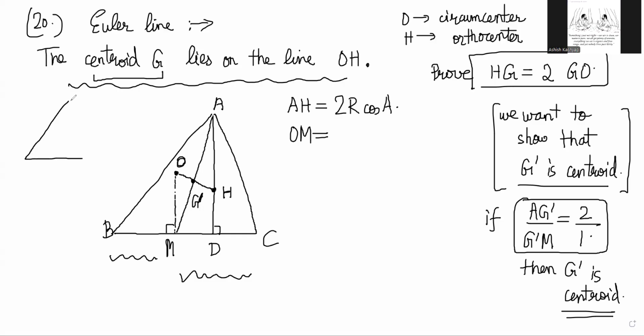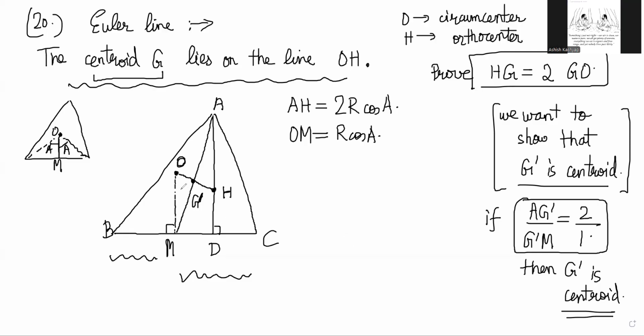Draw a separate figure just with circumcenter. O is here. Obviously, angle OBC is 2A, right? So this angle is A, so OM is obviously R cos A. Sorry, R cos A. Is everyone understanding why OM is R cos A? Yes, sir. Okay, so their ratio is 2:1.